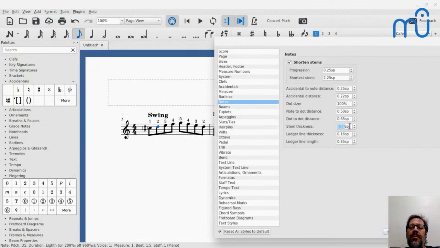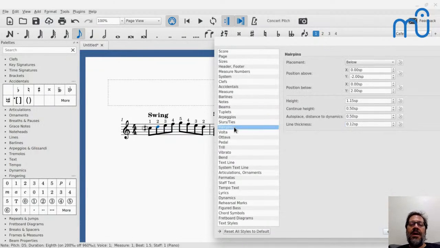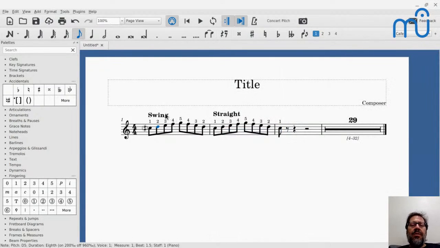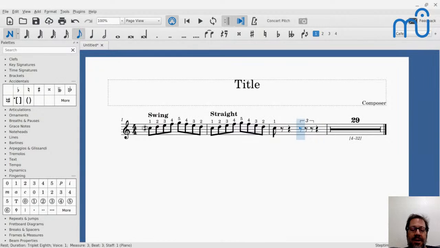So these are all in staff space units, so that if you make the score bigger or smaller, then everything scales accordingly. And most of these settings are all in those staff space units. So another type of number we add in our scores a lot have to do with tuplets, however you want to say it. And presumably most of you have a general idea of triplets.